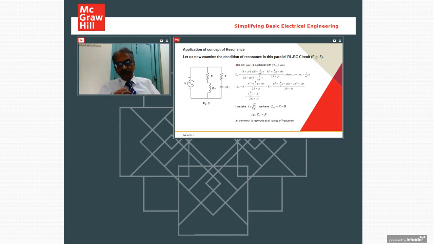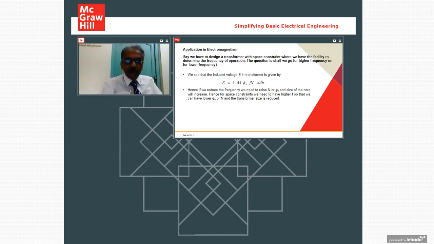So this is a very interesting application of resonance. Normally we know that resonance occurs at a particular frequency in an RL and RC circuit. But there are exceptions. For a particular value of R, if we can relate these constants, we can find that resonance is possible at all frequencies. So this ignites the mind of the student to think in a greater way about what resonance is and how we can apply it. So this is also an interesting problem.